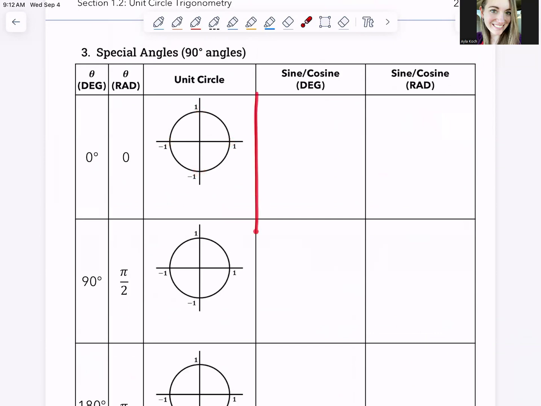All right. I'm going to start by filling out this first column, and then I'm going to come back for the radian column. So I'm going to do all of these in degrees to begin with. It's going to be the same thing in radians, but I'm just going to focus on the degrees, and then I'll come back and write in the radians.